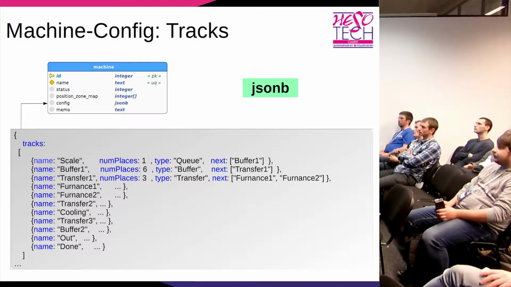This is done in a separate table with a config, and the config is also done with JSON. So those are the names of the tracks: scale, buffer, transfer, furnaces 1, 2, and so on, the number of places, and the type: a queue, a buffer, or a transfer. I explained that. And then you have the next one. After that, the buffer comes. And after the buffer, transfer 1 comes. After transfer 1, furnace 1 and furnace 2 come, and so on. So this is describing our machine, also in JSON, inside the database.